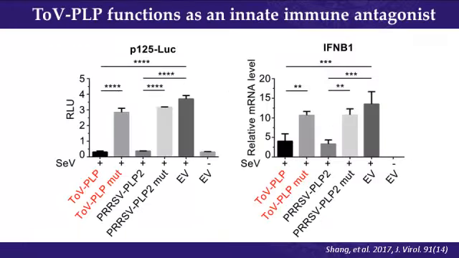So to determine whether this is related to the innate immunosuppression function, we performed the luciferase assay initially. As you can see, in cells expressing the torovirus PLP, the reporter gene expression under the drive of the interferon beta promoter is suppressed, which is consistent with our RT-PCR results. In cells expressing the torovirus PLP, the interferon beta mRNA expression level is suppressed.